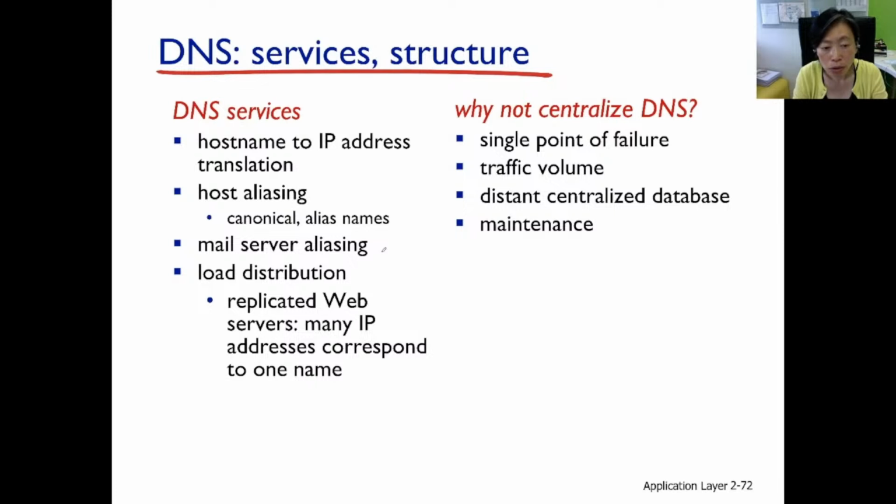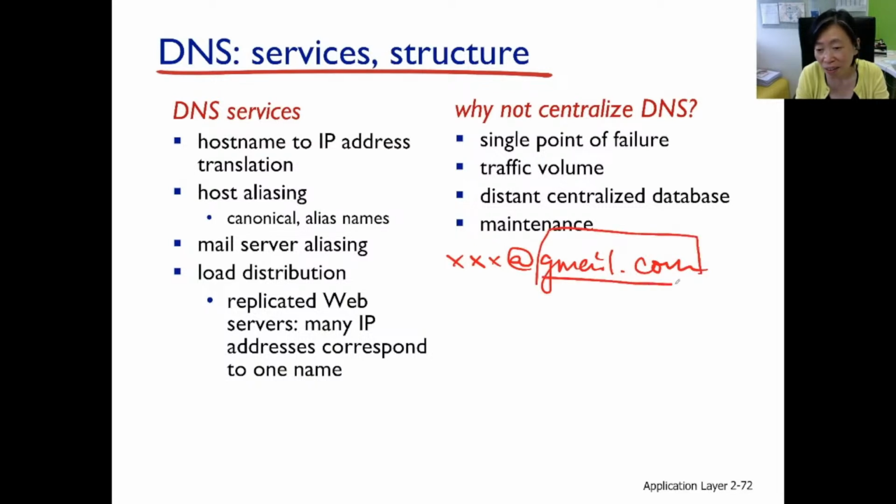Second, mail server aliasing. You must have one of these, Gmail accounts. If your friend is sending email to your Gmail account, your friend's mail server will need to know who's your mail server. So who's Gmail's mail server? This thing actually looks very general. It's in fact a domain name, not quite a host name.